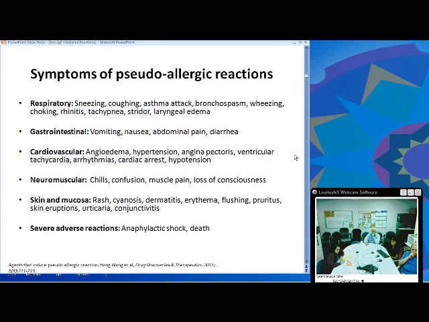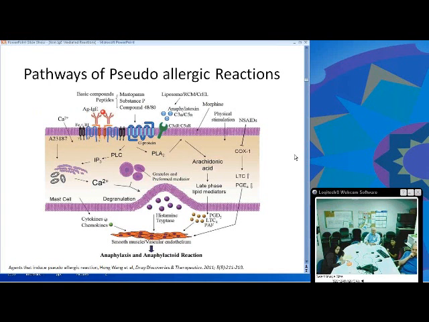Cardiovascular causing angioedema, hypertension, angina pectoris, ventricular tachycardia, other arrhythmias, cardiac arrest, hypotension. Neuromuscular symptoms like chills, confusion, muscle pain, and loss of consciousness. Skin and mucosa: rash, cyanosis, dermatitis, erythema, flushing, pruritus, skin eruptions, urticaria, conjunctivitis, and severe adverse reactions like anaphylactic shock and death. So here are the pathways which are thought to be playing a role in the pseudoallergic reactions.